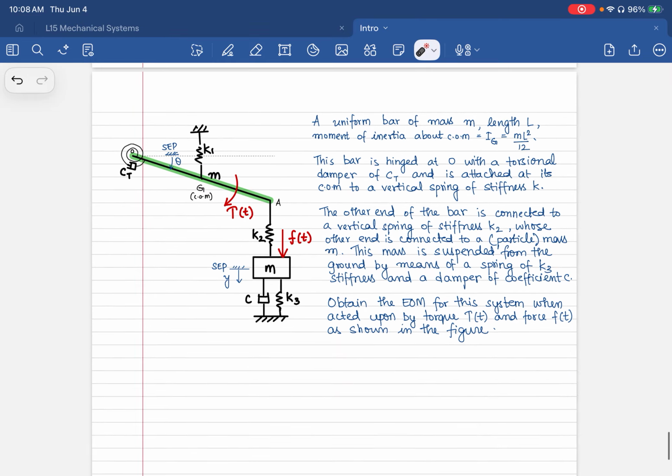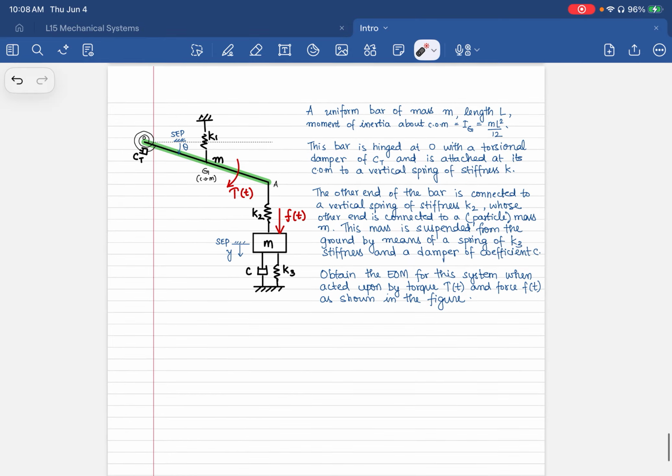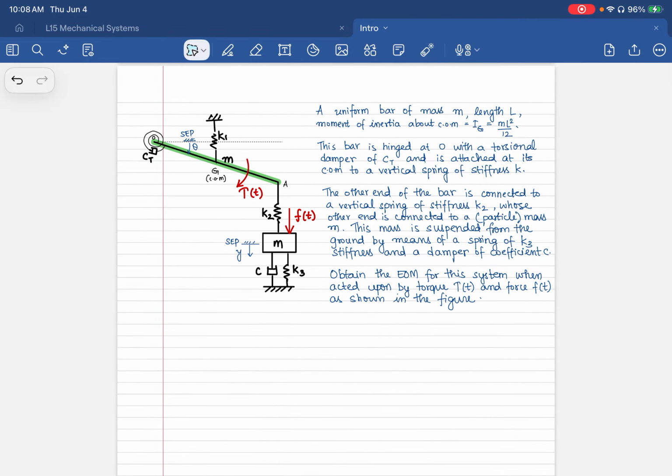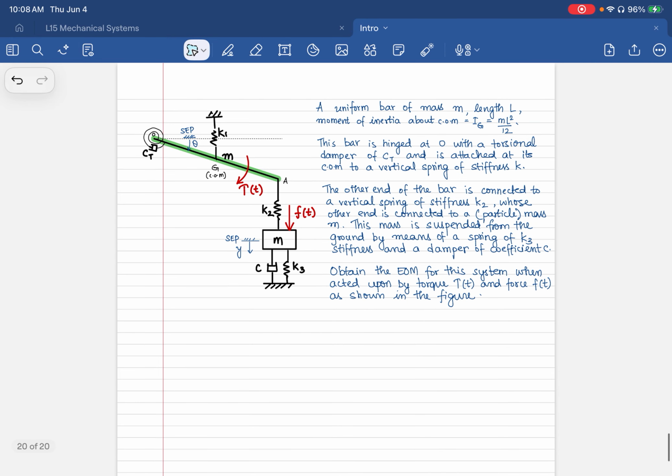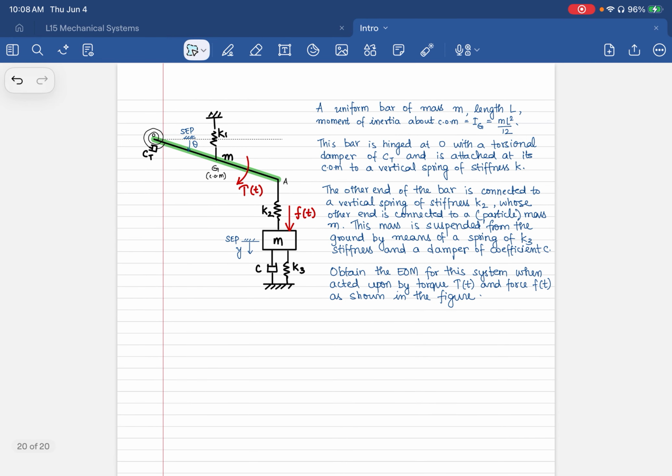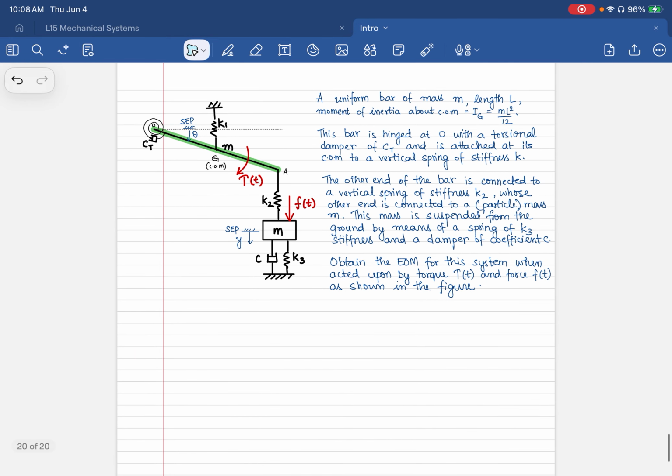Okay, so let's now approach this problem again. I would highly recommend that you pause the video and try solving this yourself. I'm now going to go ahead and solve the problem.